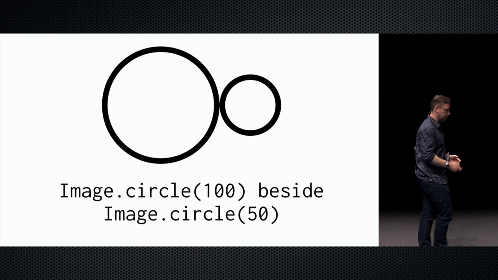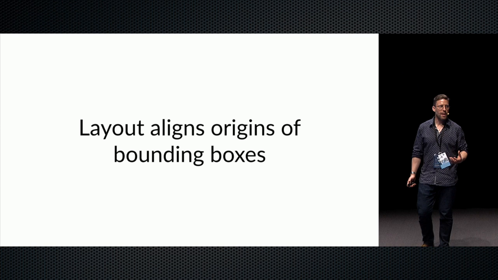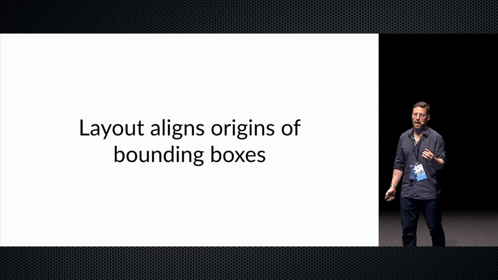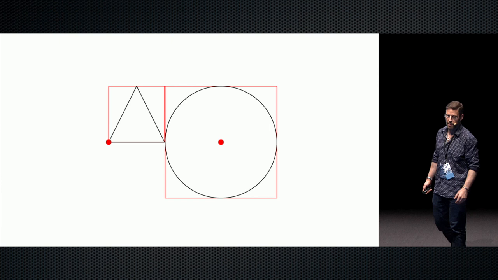All right. So how exactly does layout work? Well, layout works by building bounding boxes around the images. An image can be a compound image, or it could be a primitive, like a circle we've seen. And then each bounding box has an origin, and we align the origins in the way, depending on how we are doing the layout. So, let me show you an example.